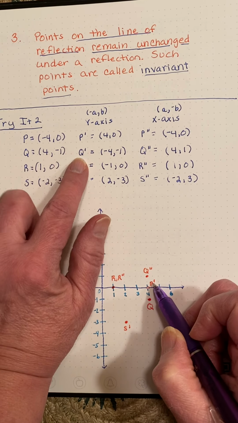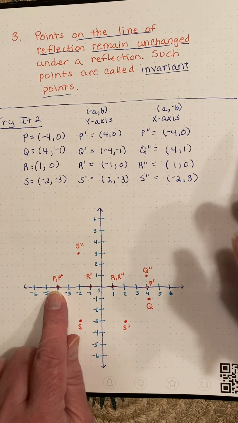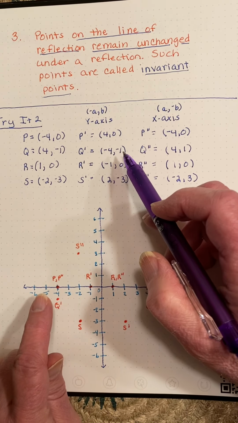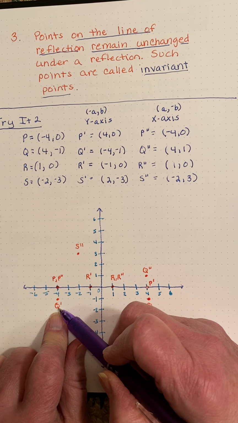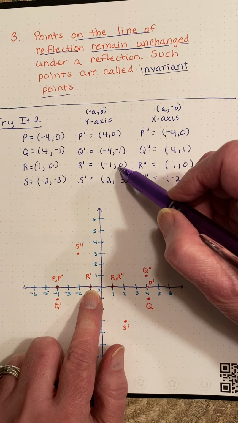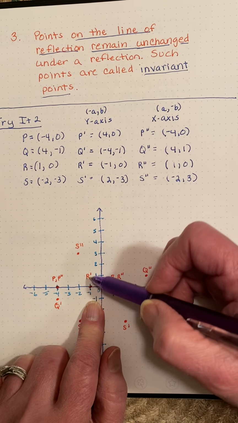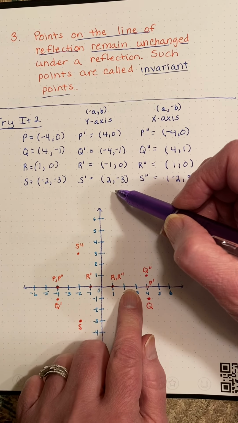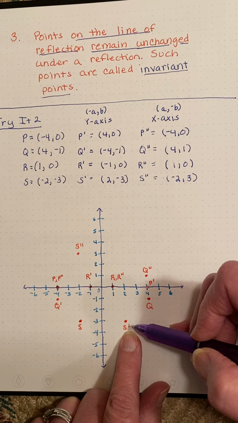reflection of P, and then -4, -1 is my first reflection of Q, and then -1, 0 is my first reflection of R, and 2, -3 is my first reflection of S.